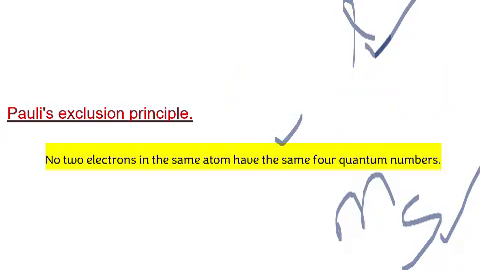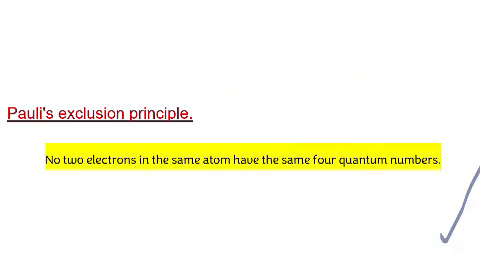They may be similar in some of the quantum numbers. They may have the same principal, the same subsidiary, the same magnetic, or even the same spin quantum number, but the four quantum numbers can never be similar for two electrons in the same atom, and this principle was proposed by Pauli, so we call it Pauli's exclusion principle.